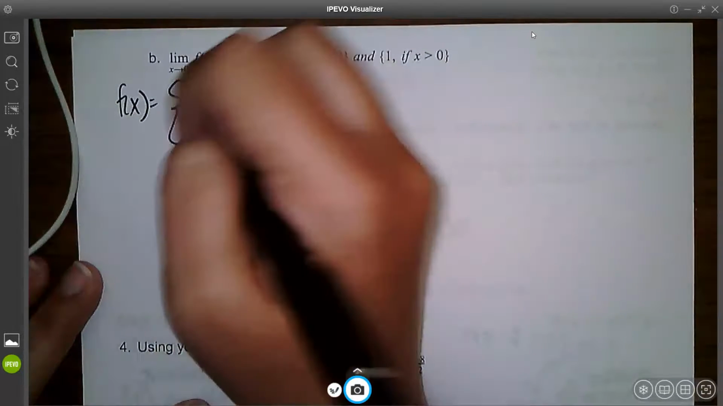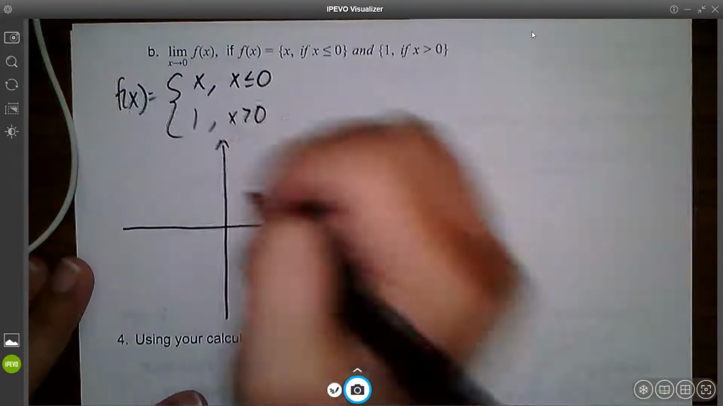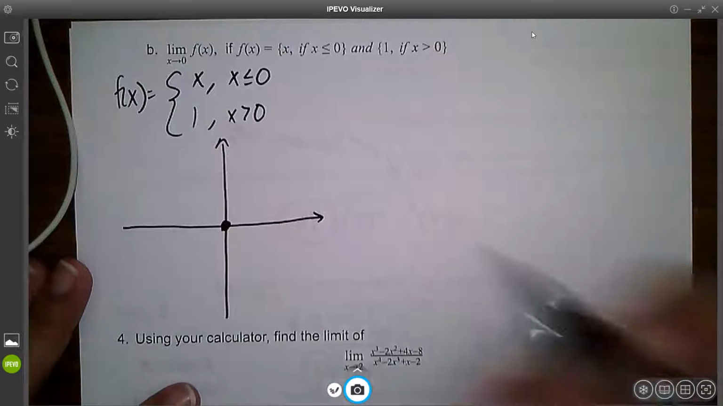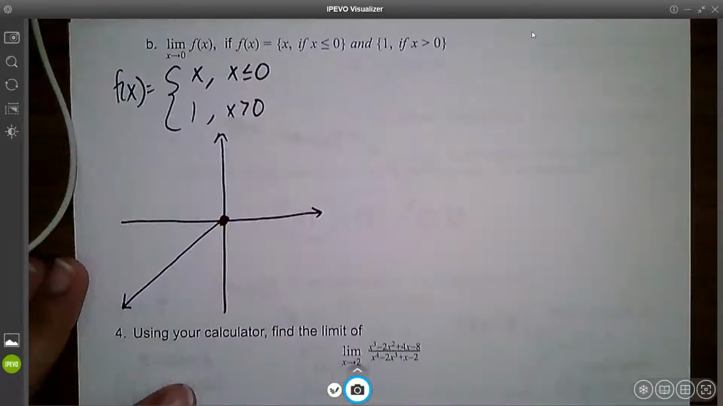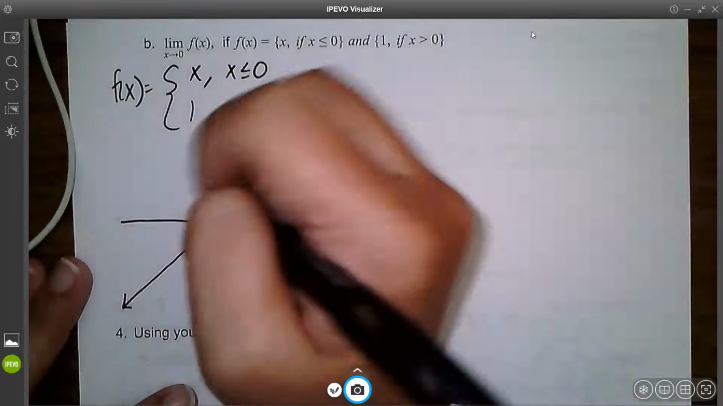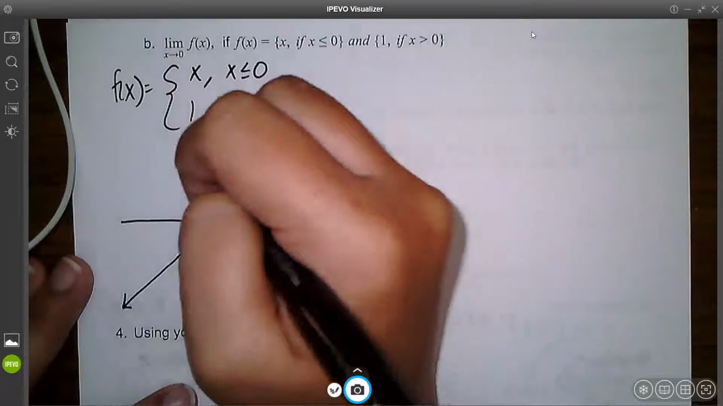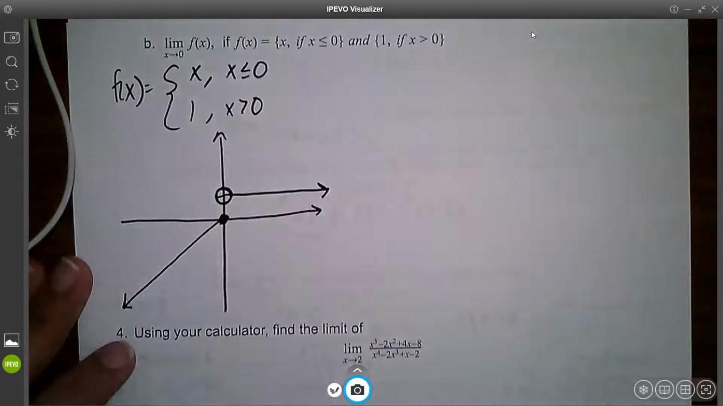So I'm going to graph this function. Less than or equal to 0, my y-intercept is 0. My function is x, so it's just -1, -1, -2, -2, -3, -3, right? When x is greater than 0, it's at 1. So we have a hole there at 1, and then we're going to be 1 the whole way across. So that's the graph of that function.